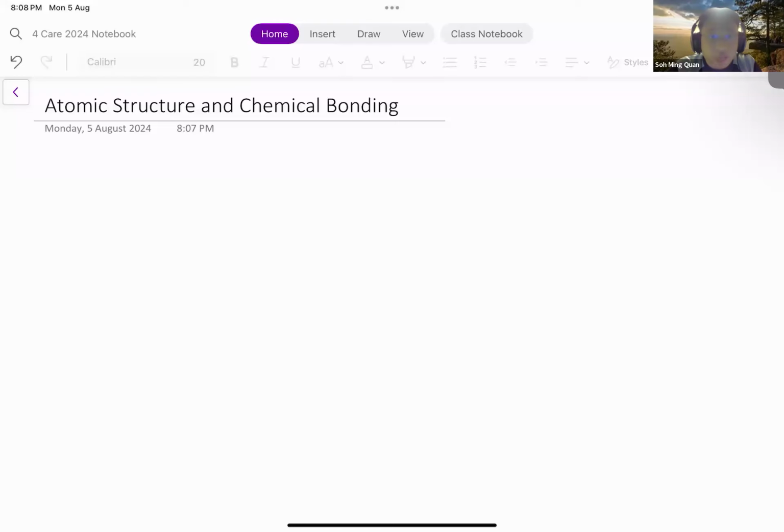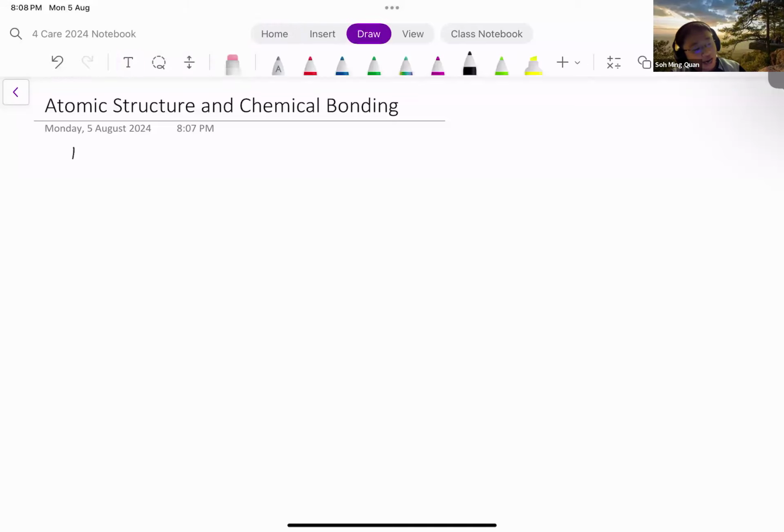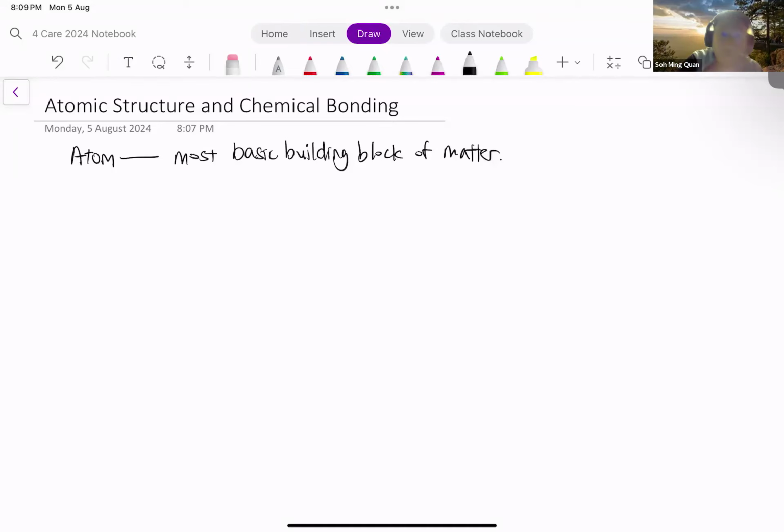So we are here today to learn, summarize and reteach the main concepts in atomic structure and in chemical bonding. All right, so let's start off with atomic structure. Basically, it starts off with the idea of an atom. An atom is the most basic building block of matter. That means no matter what chemical substances you are looking at, it must be made out of atoms or must have been derived, come from atoms.